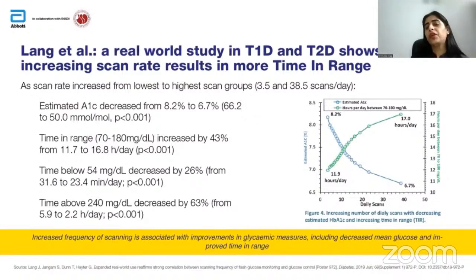So the study beautifully went on to conclude that an increased frequency of scanning is associated with improvements in glycemic measures, including a decreased mean glucose and an improvement in the time in range.